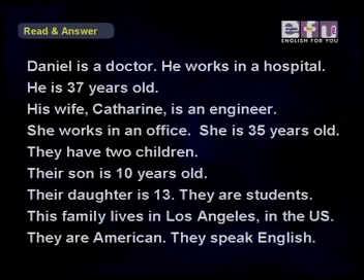Daniel is a doctor. He works in a hospital. He is 37 years old. His wife, Catherine, is an engineer. She works in an office. She is 35 years old. They have 2 children. Their son is 10 years old. Their daughter is 13. They are students. This family lives in Los Angeles in the U.S. They are American. They speak English.